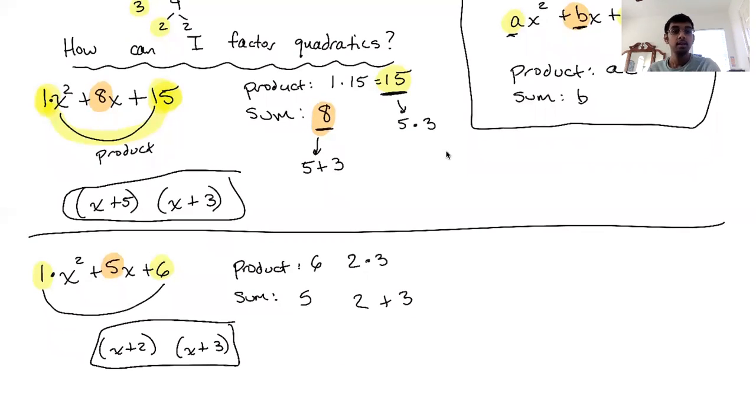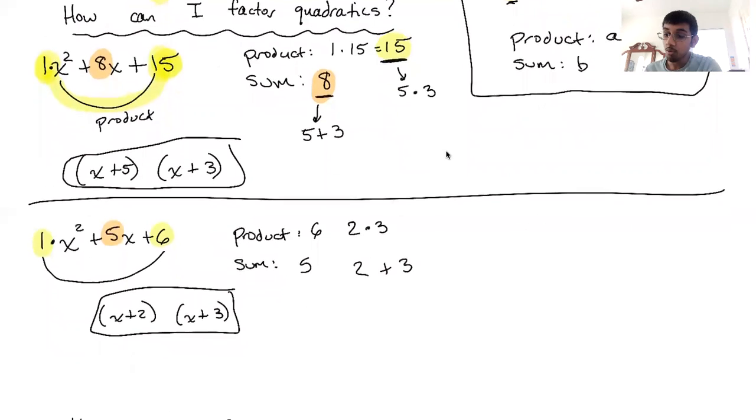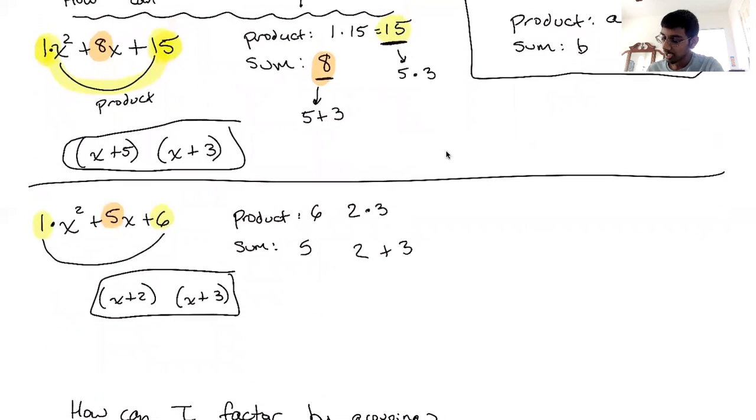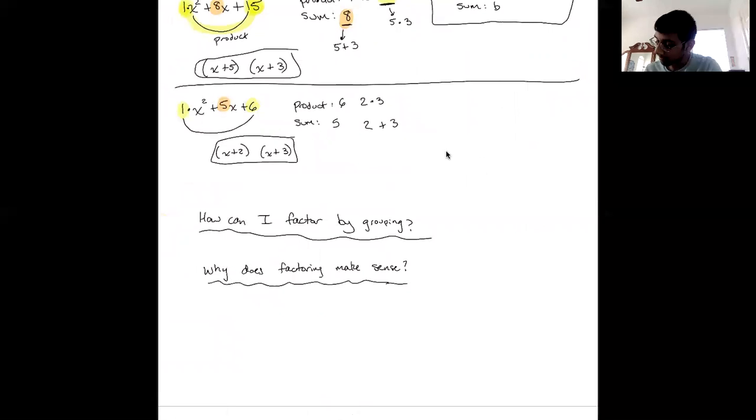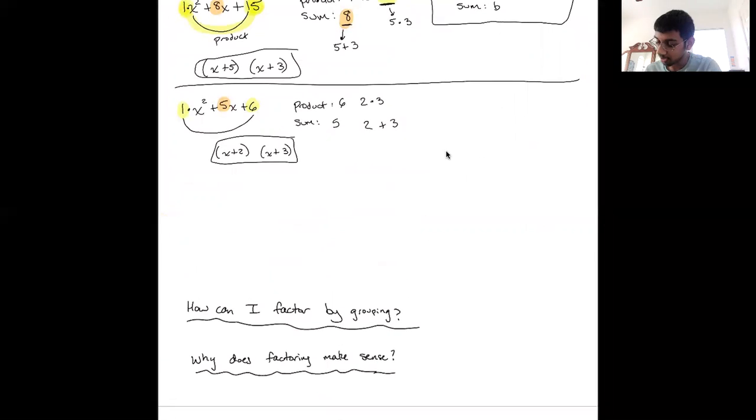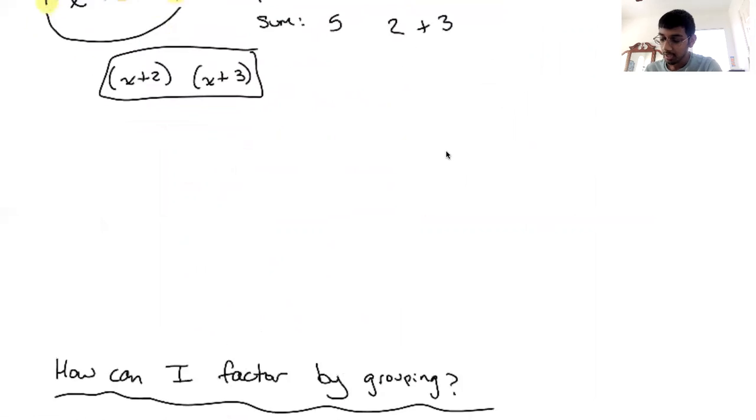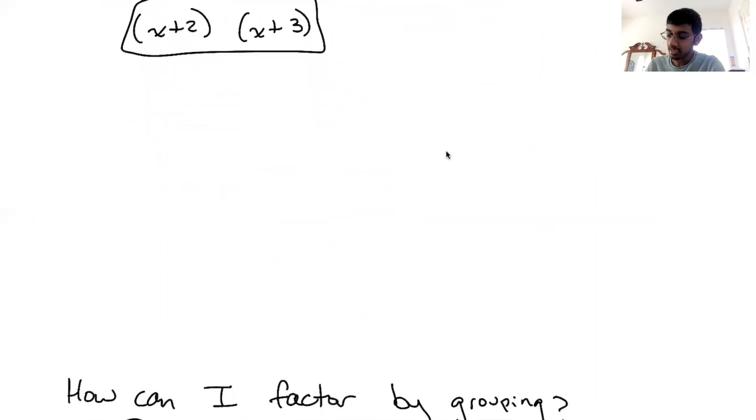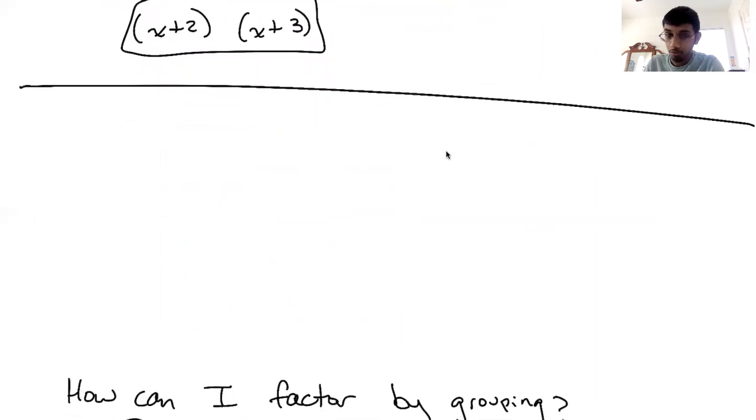Okay. So now I'm going to give you guys one more, and this one's a little bit more challenging, and then I'll teach you another factoring method for a different type of scenario. So let's look at this one. Let's say I gave you 3x squared minus 8x plus 4. So think about this too. How could I do this? How can I figure this out?